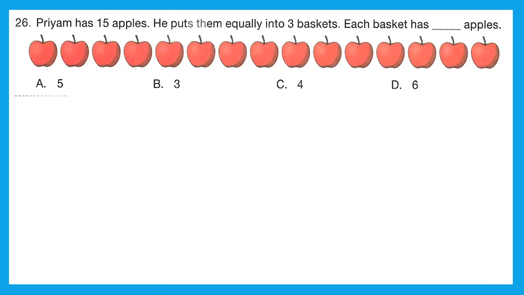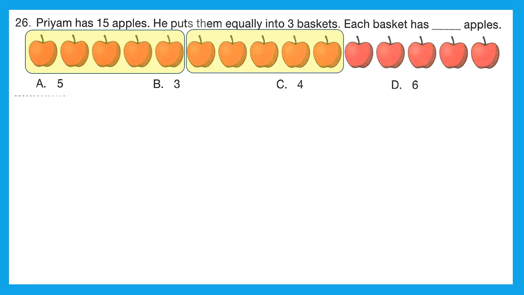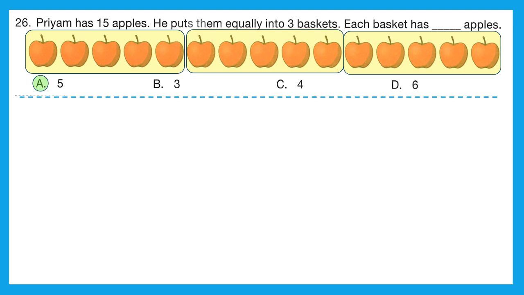Question 26. Priyam has 15 apples. He puts them equally in 3 baskets. Each basket has dash apples. So now we know that there are total 15 apples, and we have to make 3 groups, and we need to find out how many apples will go in each group. 1, 2, 3, 4, 5. I have taken 5 apples and made 1 group. Again, I have taken 5 apples and made the 2nd group. And then again, I have taken 5 apples and made the 3rd group. So this is the right distribution. And if you know your table, then you will clearly understand that 5 times 3 or 3 times 5 is equal to 15. So 3 groups of 5 apples will make 15 apples. Option A is the correct option.